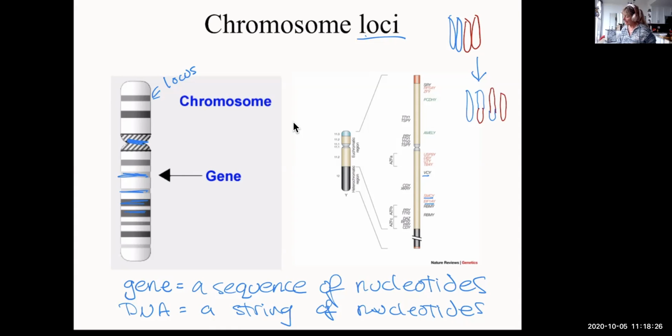And what's interesting is that if the gene is down here somewhere, it's more likely to get crossed over more often. If the gene is up here somewhere close to the centromere, it's probably not going to get crossed over very often. And so you can tell with lots of experimentation, lots of crossing over experiments, that this gene must be further toward the end of the chromosome than this one. And that's how you figure out where these loci are. So I'll write that down in a summary.